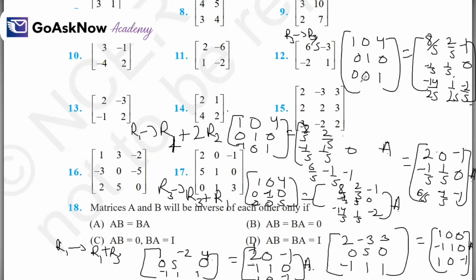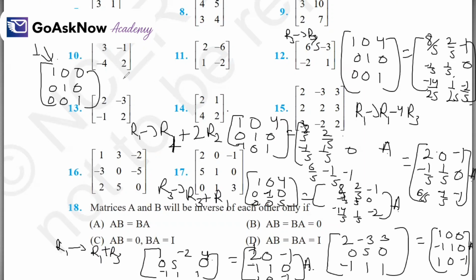Now in the next step, what you can do is row 1 changes to row 1 minus 4 times row 3. You will get the final answer. So just do this, you will get 1 0 0, and here 0 1 0, and here 0 0 1. Here you will get the identity element on the left hand side, and row 1 is turned into row 1 minus 4 times row 3.